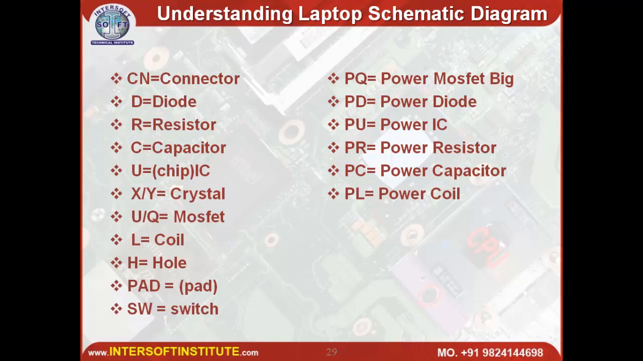Understanding the laptop schematic diagram. Okay, the connection detail. What is connection detail, that we will understand. CN means connector, D is diode, R is resistor. In any diagram, C means capacitor, U means chip, XY means crystal, U or Q may be MOSFET, L is coil, H is hole, pad means the touch pad, SW is switch, power Q, power D, PU, like that. Power Q means power MOSFET, diode, like this symbol will be there.